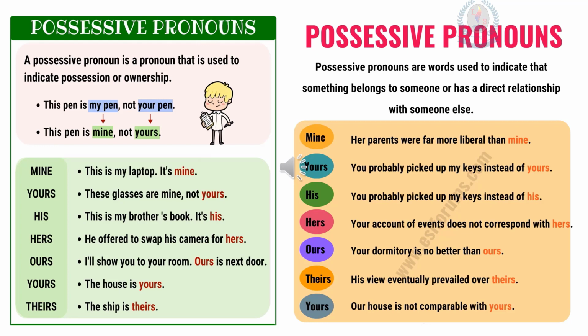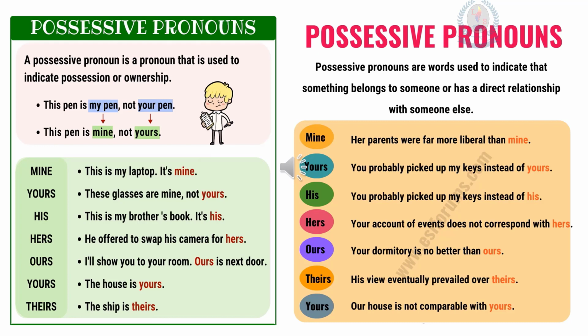Now we'll see mine. This is my laptop, it's mine. Yours. These glasses are mine, not yours. You can't say not your. It should be not yours. His. This is my brother's book. It's his. He is the owner. Who is the owner? The brother is the owner of the book. Therefore, you use the possessive pronoun his.